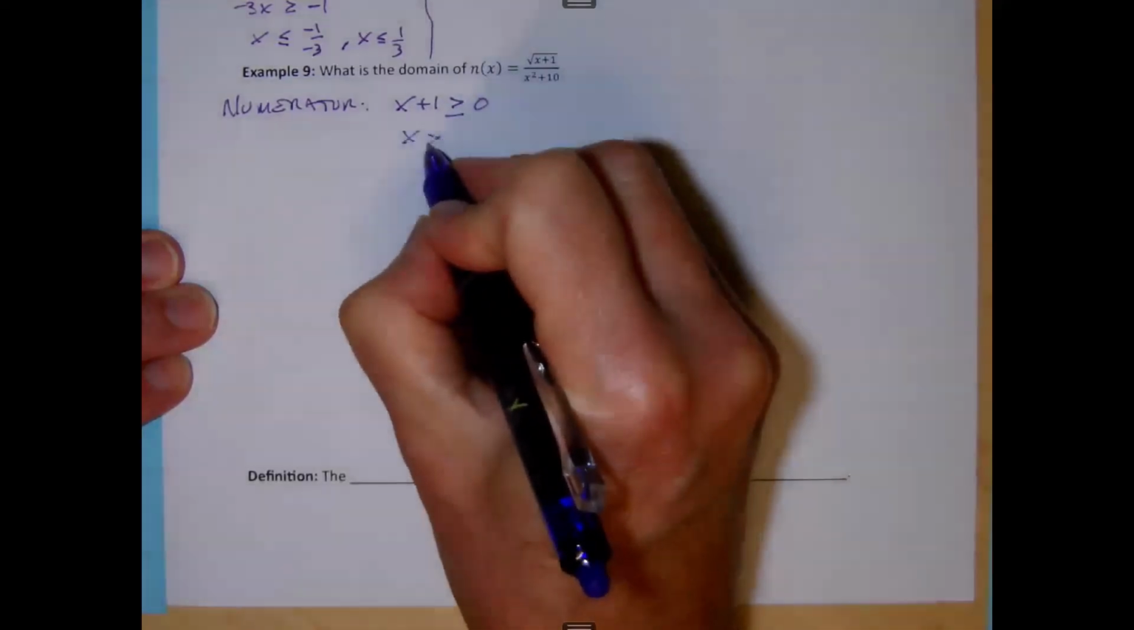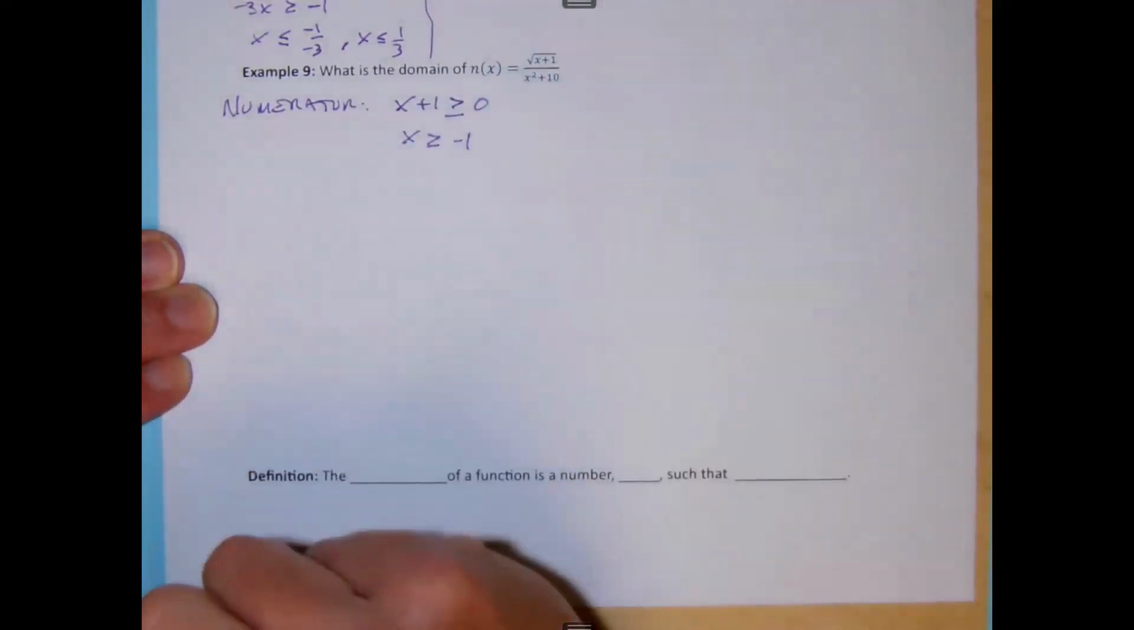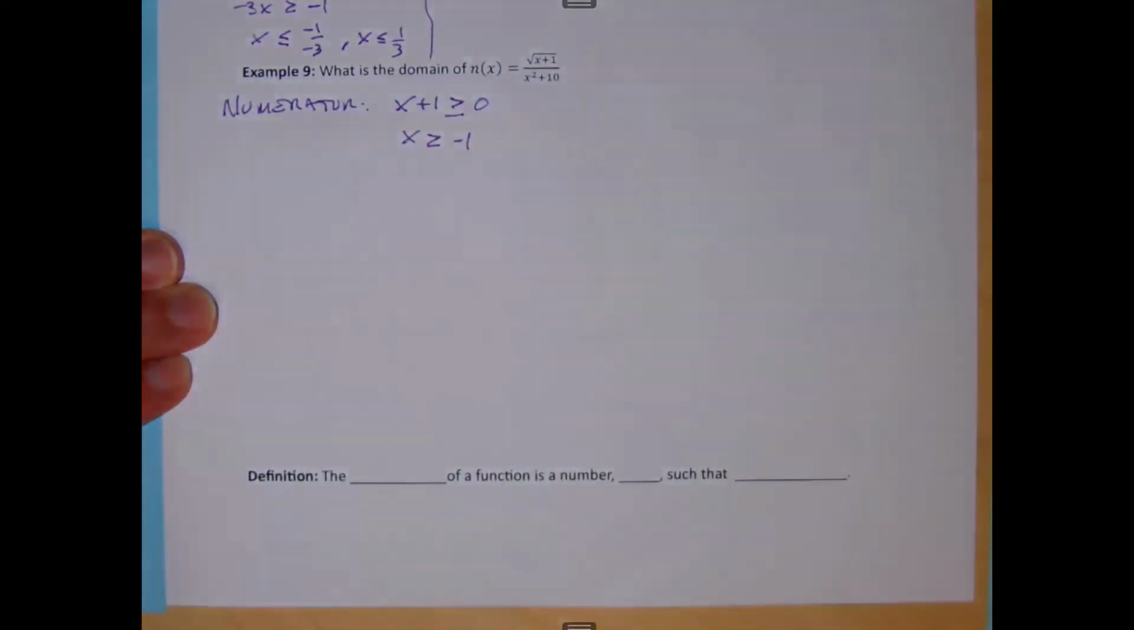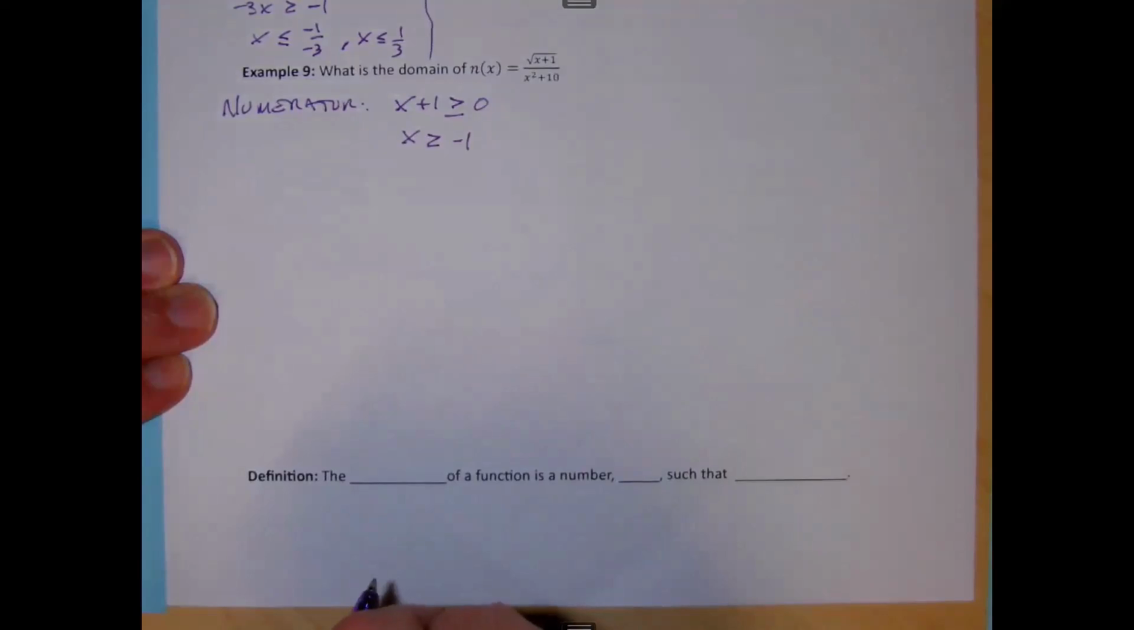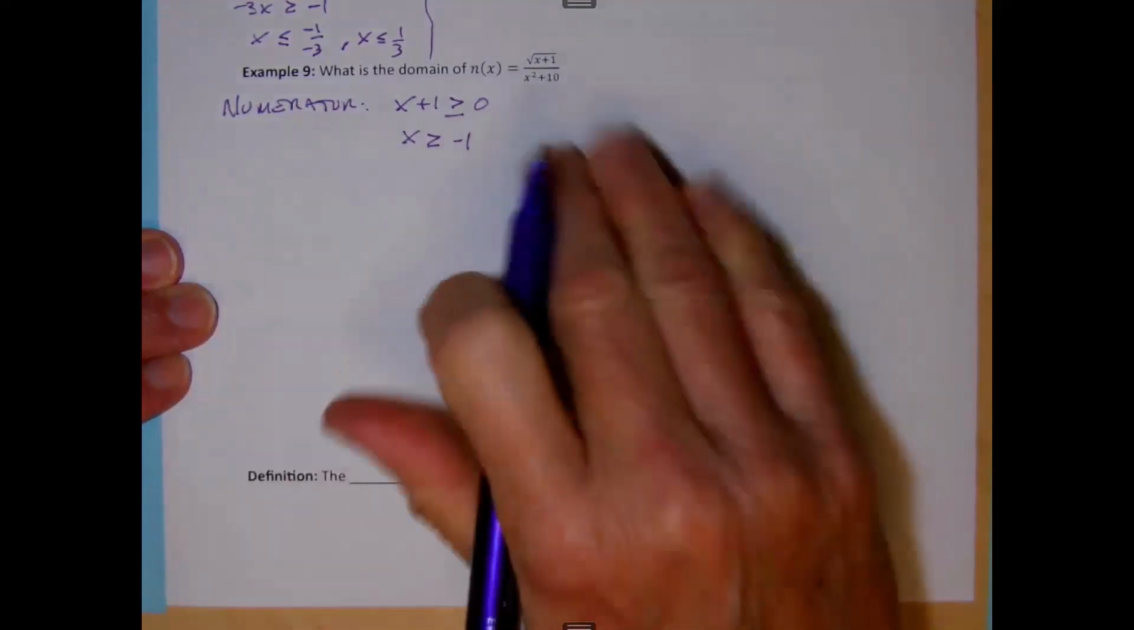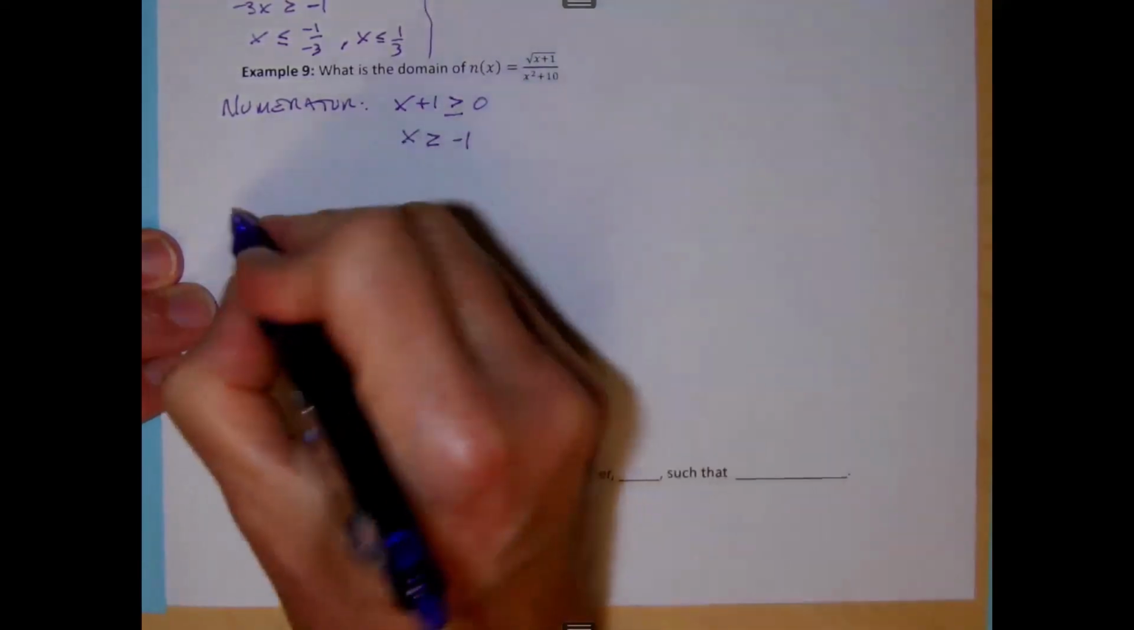Solve. And we have that. Subtract 1 from both sides. And we get that my domain for the numerator has to be greater than or equal to -1. Great. Now, what about the denominator?